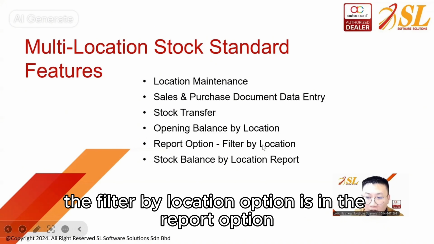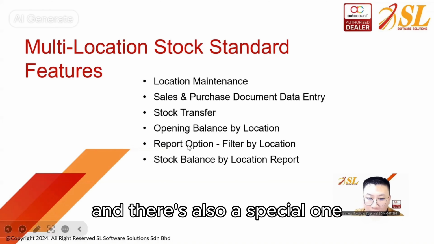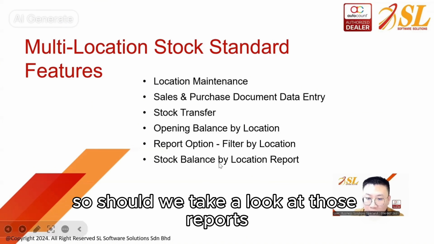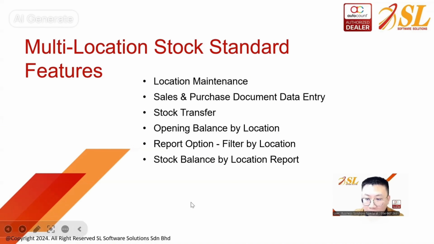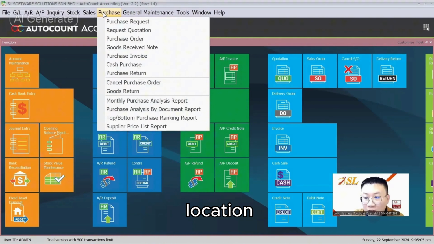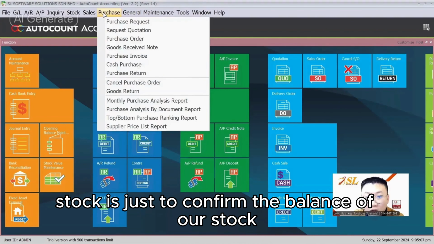The filter by location option is in the report option. And there's also a special one, the stock balance by location report. So should we take a look at those reports? You look at all the reports, of course, as I mentioned earlier, because the key of location stock is just to confirm the balance of our stock.